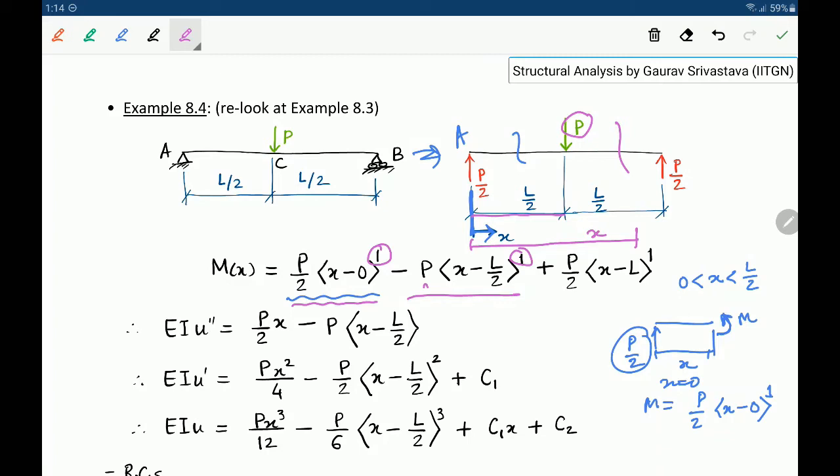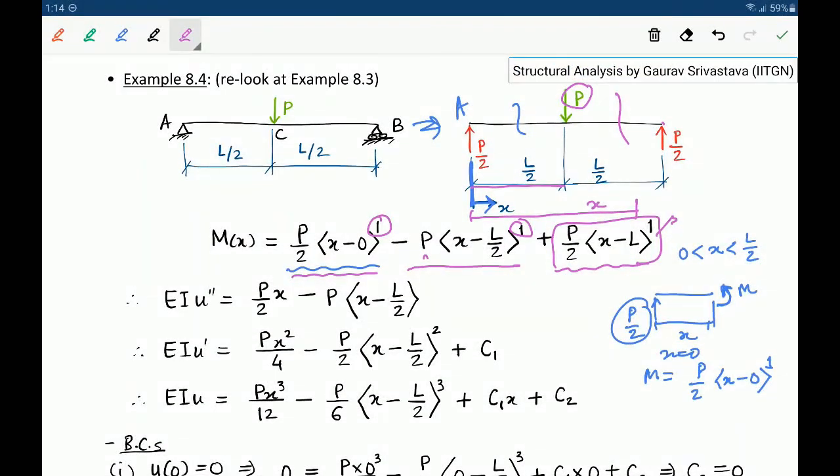And finally, although this is redundant and not necessary, there is a load being applied at x equal to L, so we may also write that the moment due to that is P by 2 times x minus L to the power of 1. This term will always be 0 because the maximum value of x is L, so x is less than or equal to L, and this angular bracket will become 0.